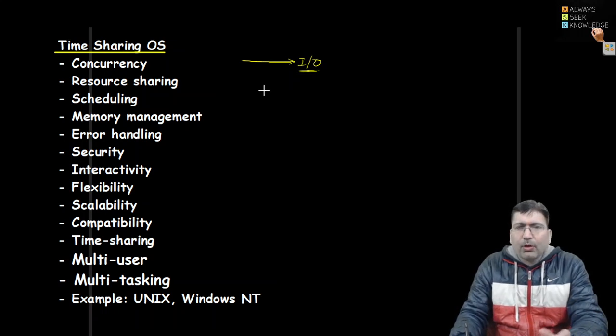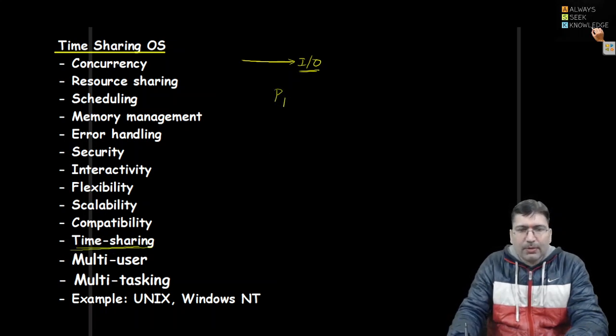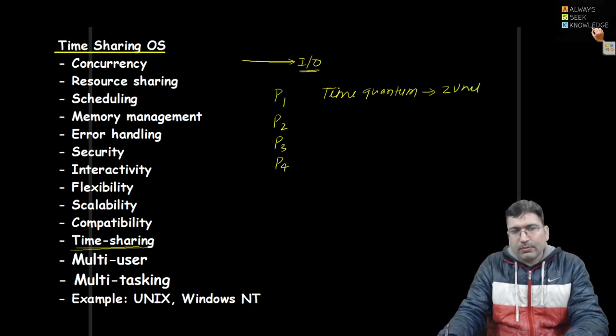In this, priority based scheduling can be implemented, or time sharing is implemented. Time sharing means if there are multiple processes P1, P2, P3, P4, the system can allocate some fixed time quantum, let's say 1 second, 2 seconds, 2 units of time, right?